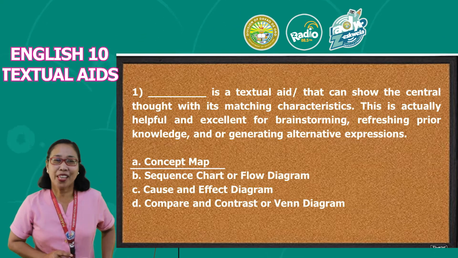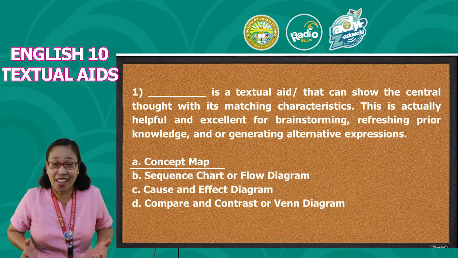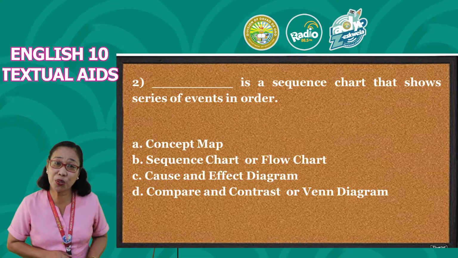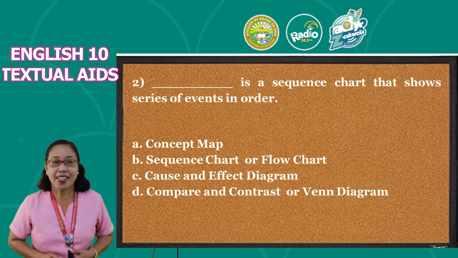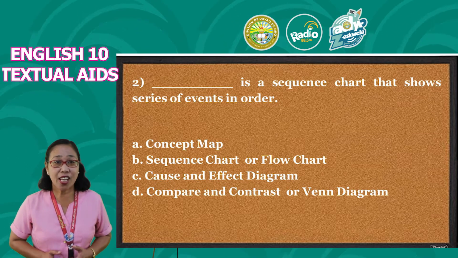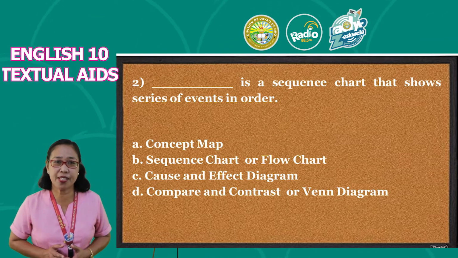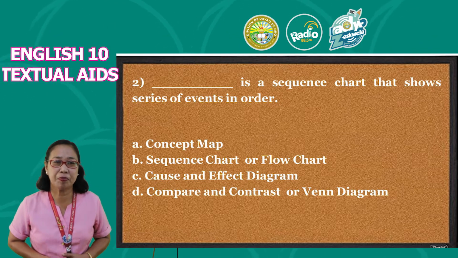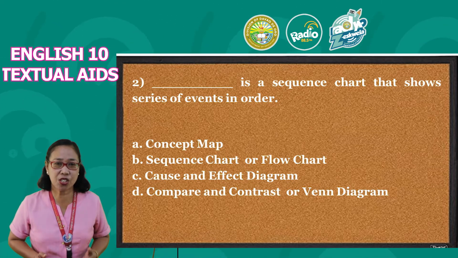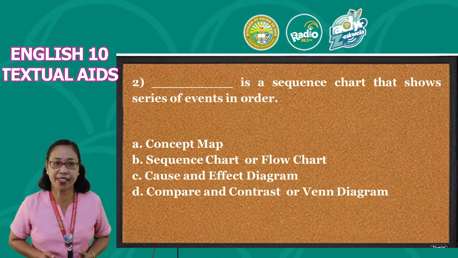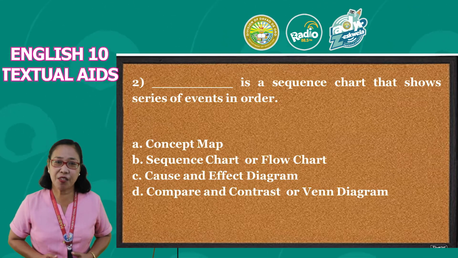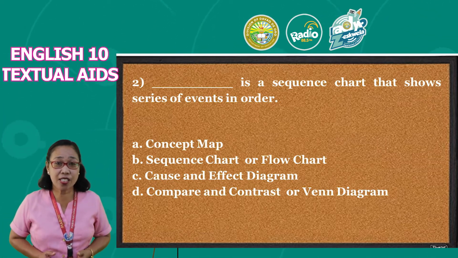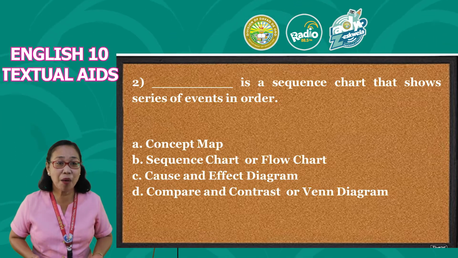Good job! The correct answer is letter A, concept map. Number 2, blank is a sequence chart that shows series of events in order. A, concept map. B, sequence chart or flow chart. C, cause and effect diagram. D, compare and contrast or Venn diagram.